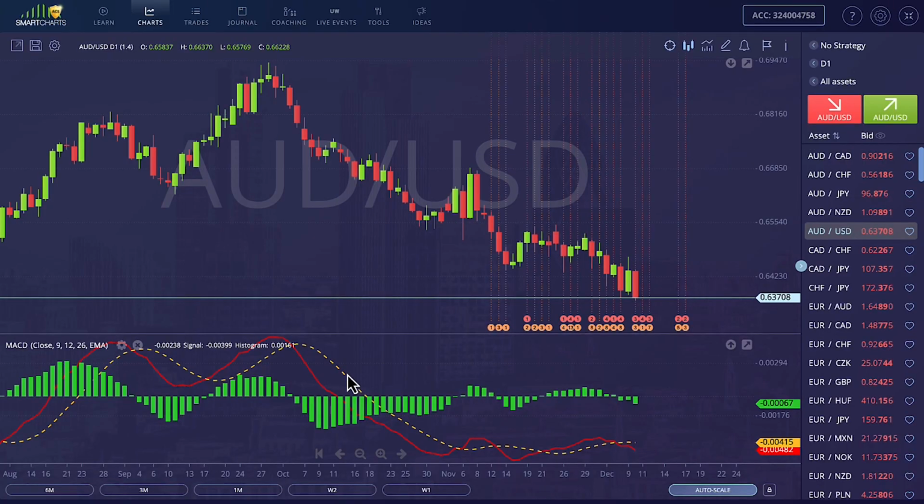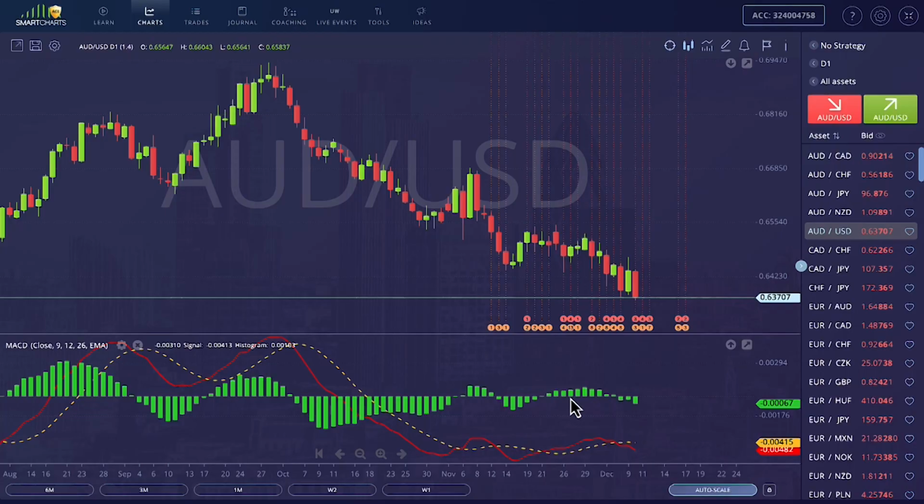So what is the MACD? The MACD measures the relationship between two moving averages, the 12 period and 26 period, and it gives you a clear signal for trend direction, momentum, and potential reversals, all in one glance.